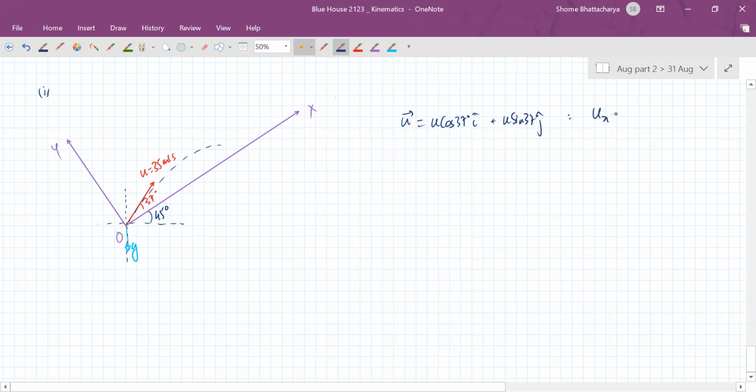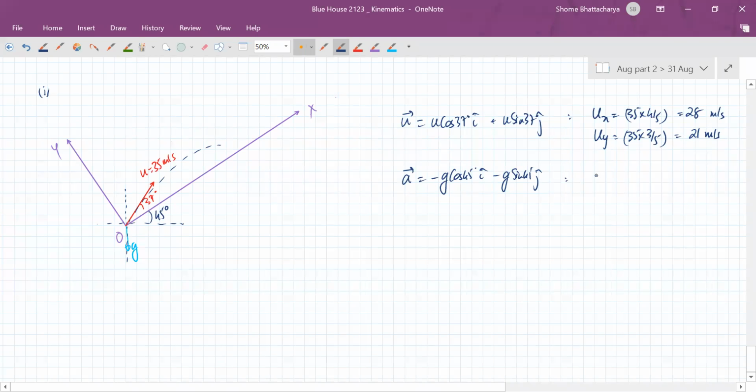So from this, I'll write ux as 35 into 4 by 5. That's 28. And uy as 21 meters per second. Okay. I'll write my a as minus g cos 45 i cap minus g sin 45 j cap. Because it's 45, it doesn't matter which one we are taking, cos and sin.